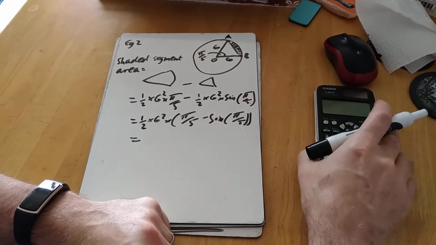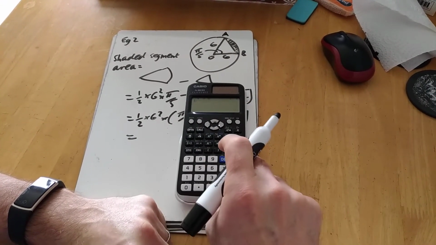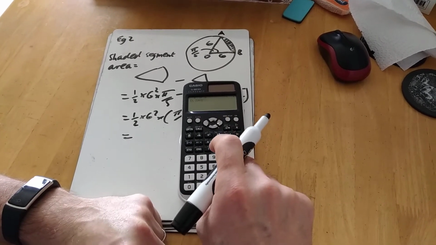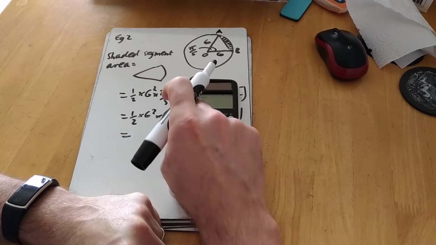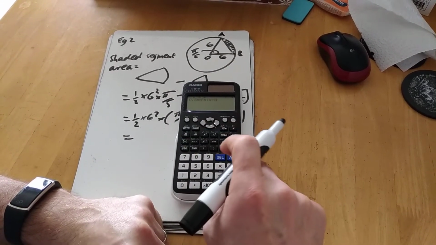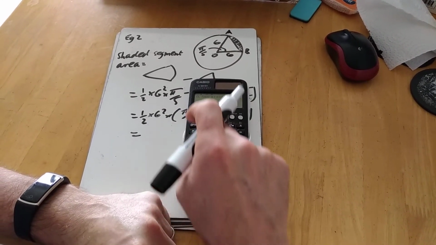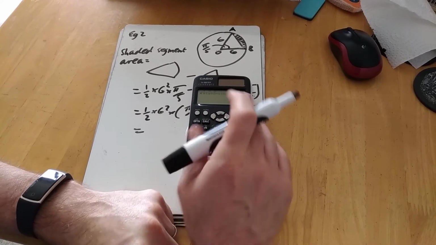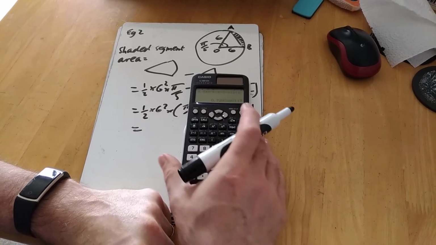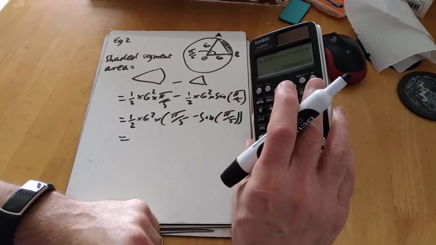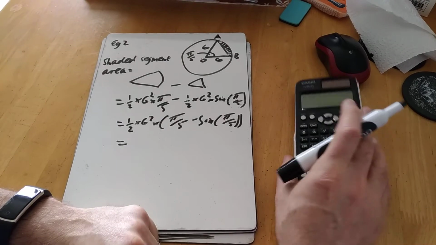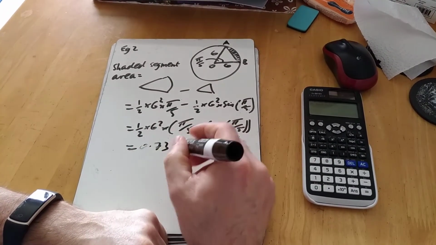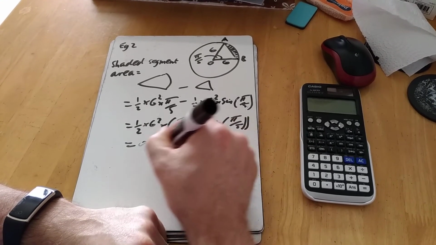And press my buttons, so a half times 6 squared times bracket, shift pi divided by 5, minus sine shift pi divided by 5, 2 brackets there, make sure I'm in radians. I've got 0.72, it's not going to be that big, 0.73, and that's going to be centimetres squared.